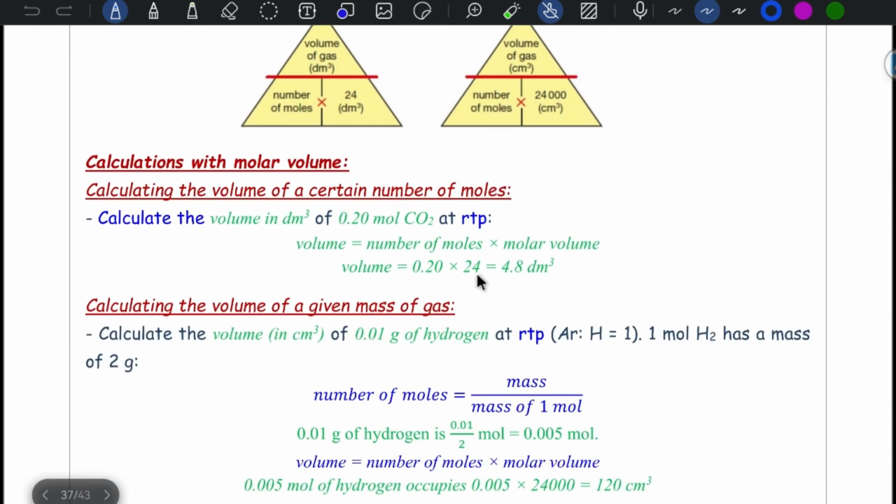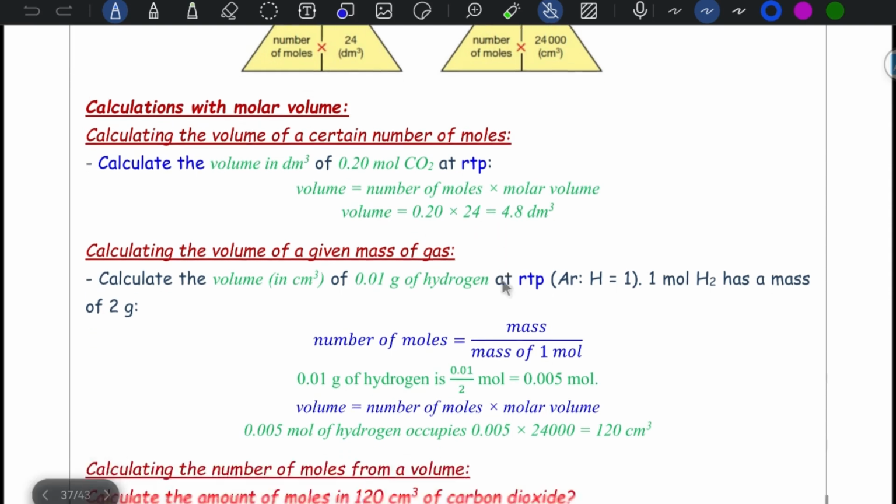Calculation with molar volume. Calculating the volume of a certain number of moles. He asks to calculate the volume in cubic decimeter of 0.2 mole of carbon dioxide at RTP, room temperature and pressure. Volume is equal to number of moles multiplied by molar volume. Number of moles 0.2. He asks about volume in cubic decimeter. So volume will be 0.2 multiplied by 24, which is equal to 4.8 cubic decimeter.